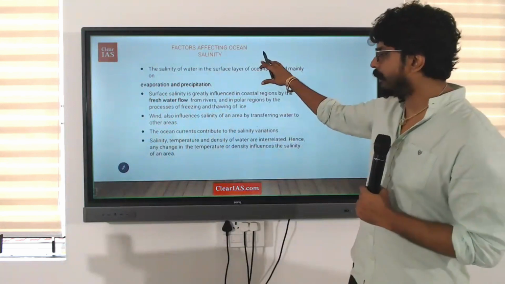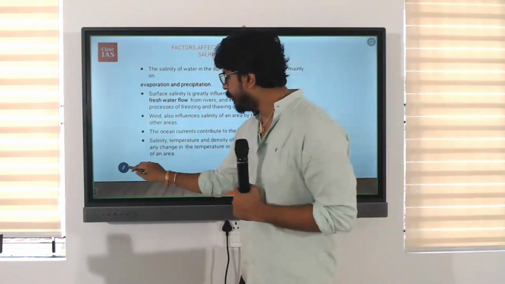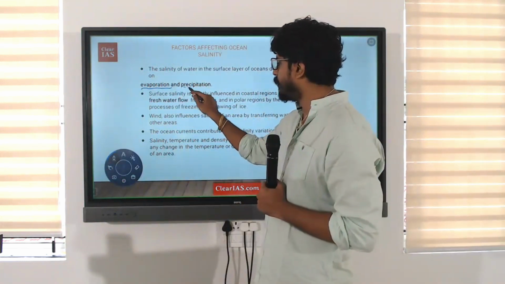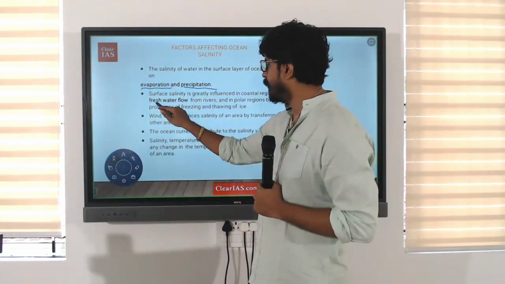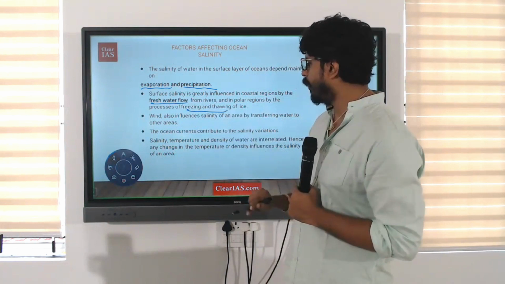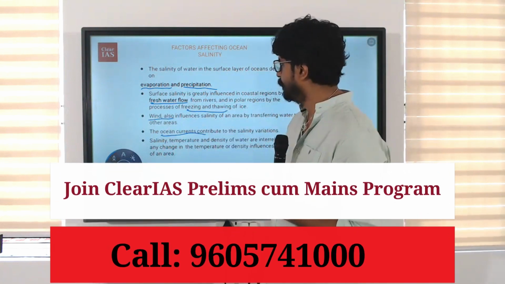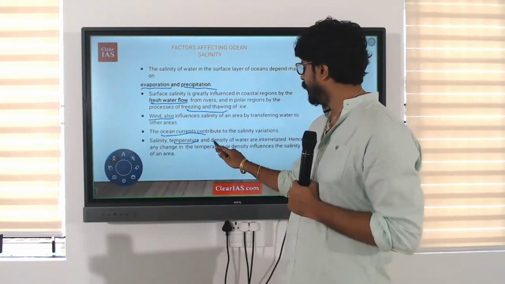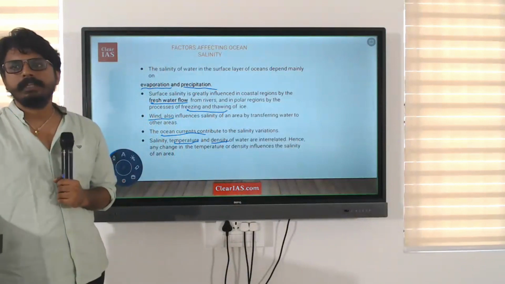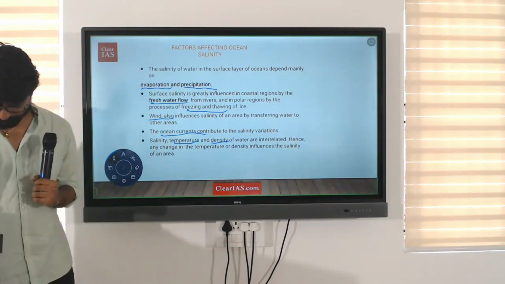So these are the factors affecting salinity. Underline all these points. These are very important. They can ask you as a multiple choice question. Underline evaporation, precipitation, fresh water flow, freezing and thawing of ice, wind, ocean currents, temperature, density. These are the factors that cause variation in the salinity of the ocean.